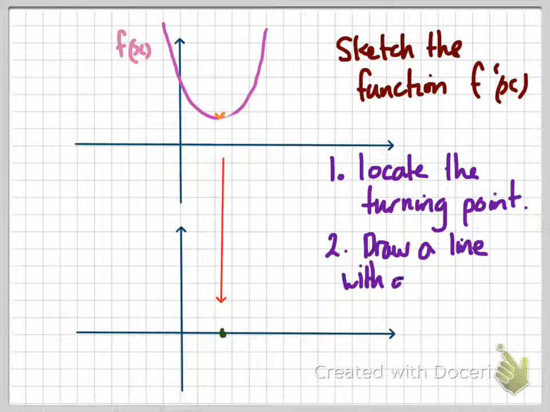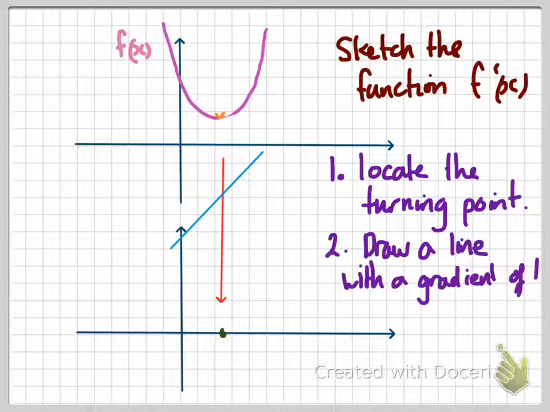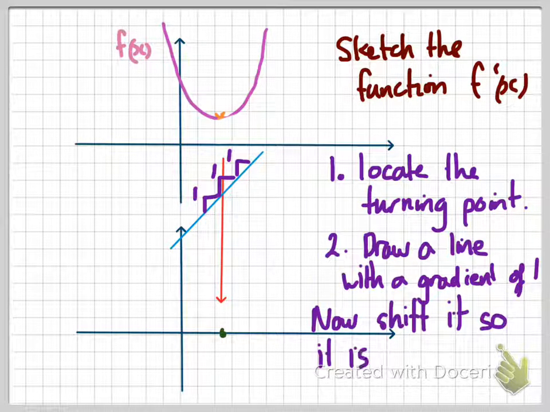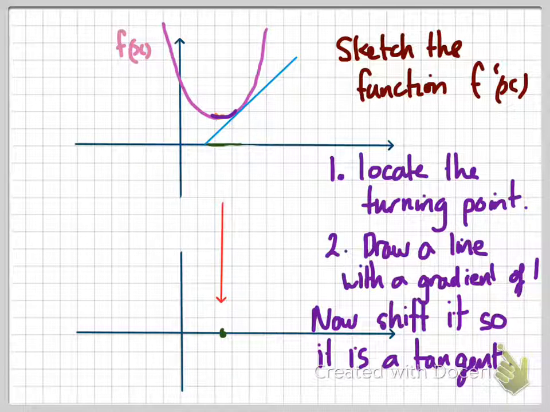Then draw a line with a gradient of 1. Do it anywhere on your page. It's got up one, along one. Now shift that, make a parallel line so it touches the curve as a tangent. That means it touches in one place. Find out where it actually touches that curve. Right there. That means it has to be 1 high. That's why that green dot is on 1, because the gradient was 1.